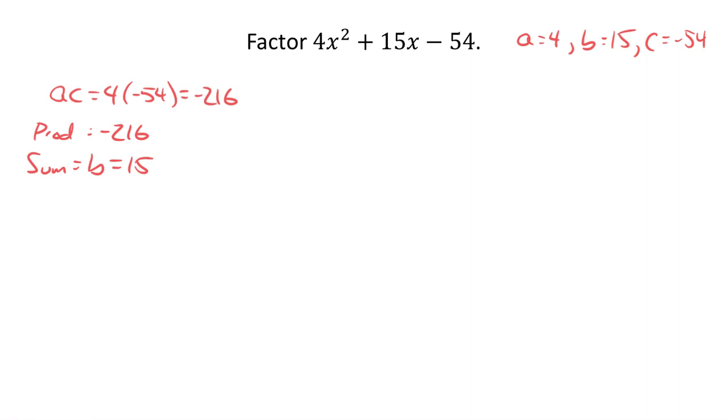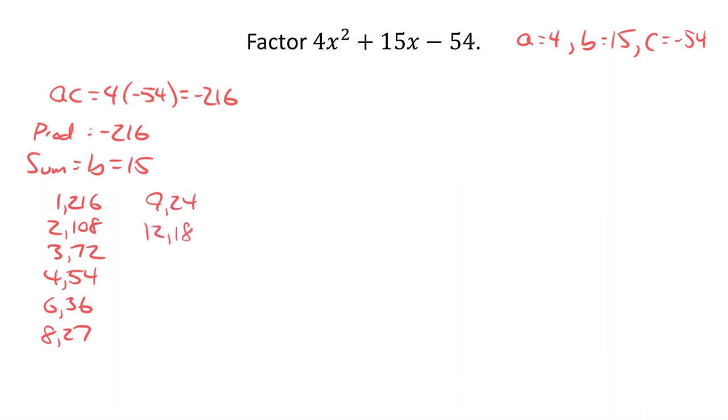Once again, I'd like to find two positive numbers whose product is 216. And remember that because the product is negative, the difference should be positive 15. Once again, we'll take some time to list them out. 1 and 216, 2 and 108, 3 and 72, 4 and 54, 5 is not a factor, 6 and 36, 7 is not a factor, 8 would be 8 times 27, 9 and 24, and finally 12 and 18.